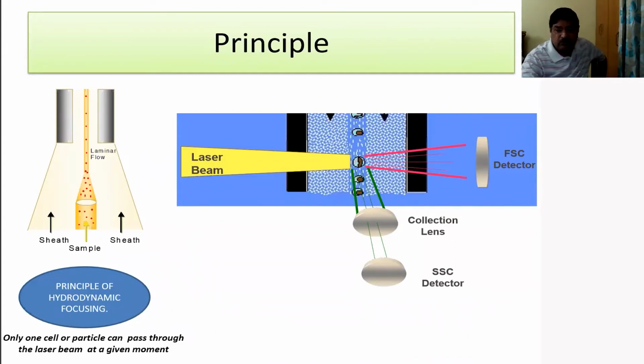And when the cells flow through this linear aperture and the laser beam falls on it, it produces the forward scatter, and they have photomultiplier tubes and detectors, and collecting lenses. So they will produce two-dimensional plots like forward and side scatters. Next, please.